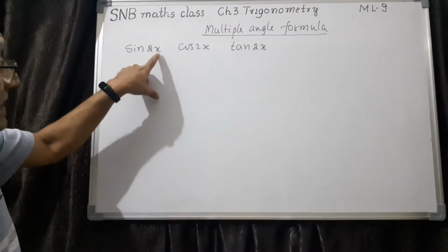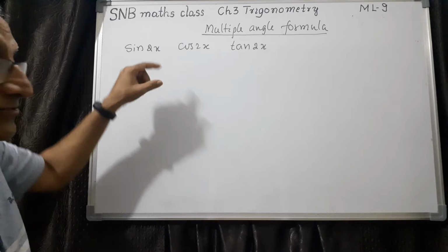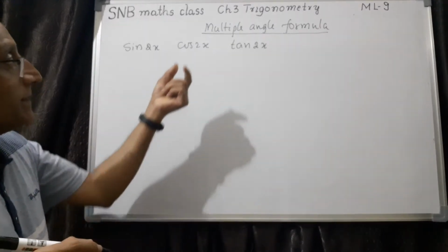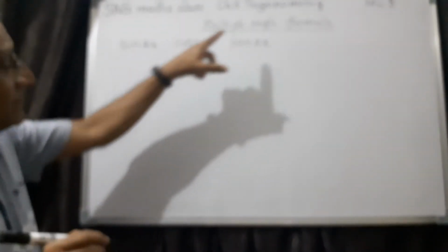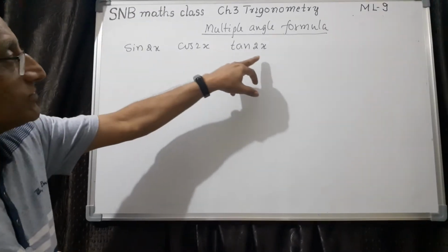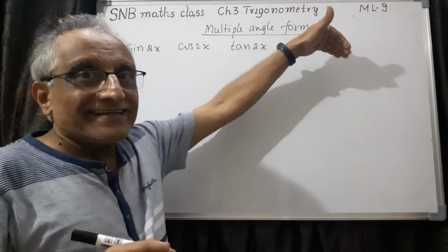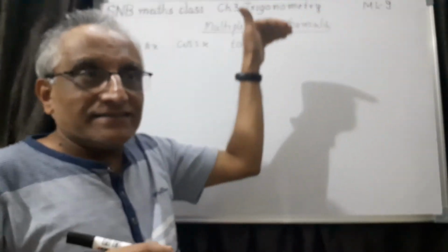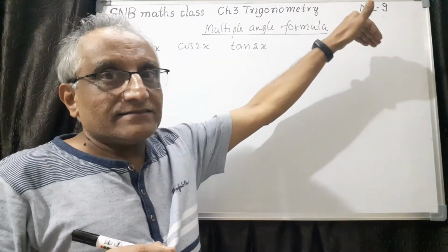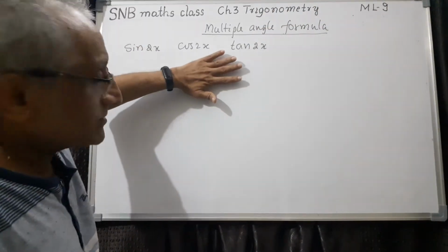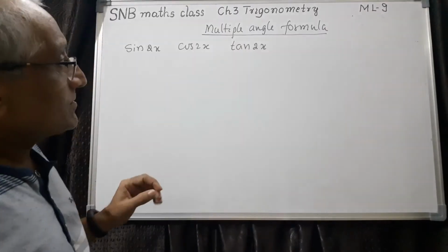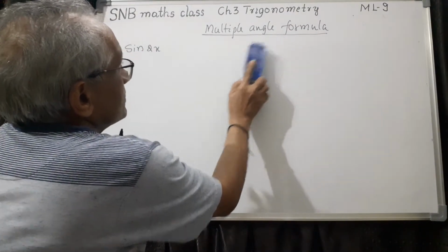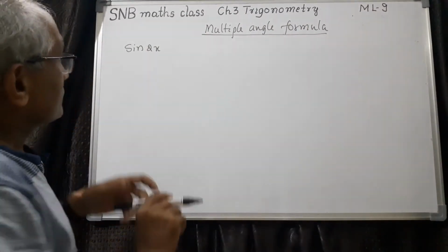That means x is the angle, and it is multiplied by 2. That means x plus x. That is why it is multiple: 2 times x. Of course, one more set is there: 3x, that is sine 3x, cos 3x and tan 3x. But first let us prove this one, because this is very simple. So the formula is this. First let me write it, then we will prove it. So one by one.